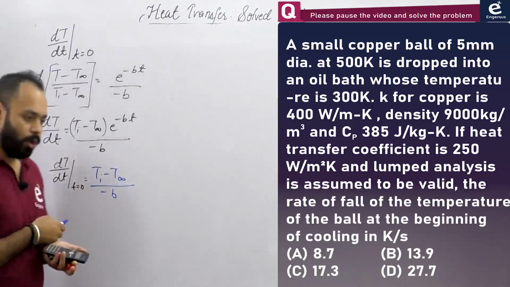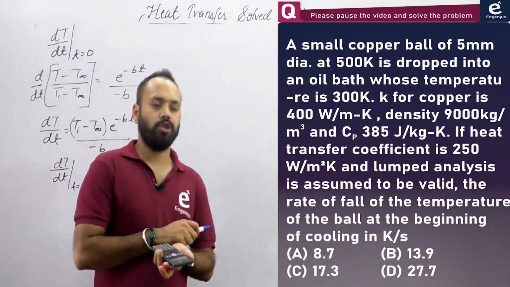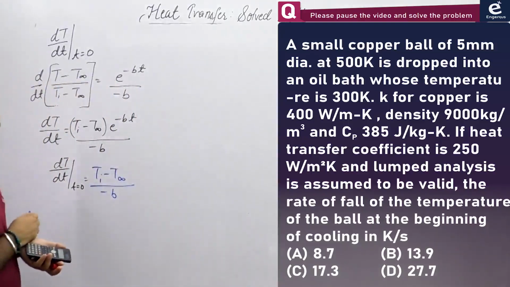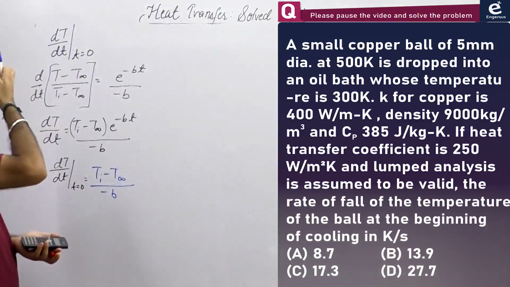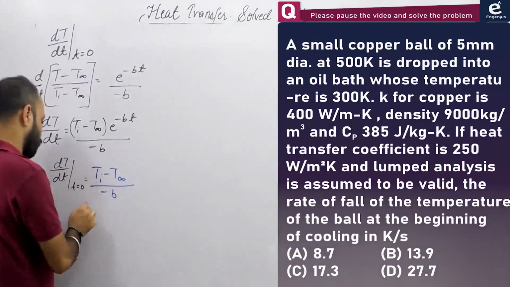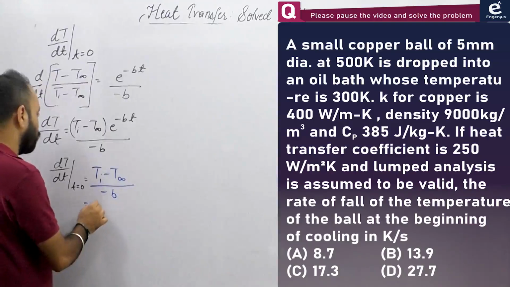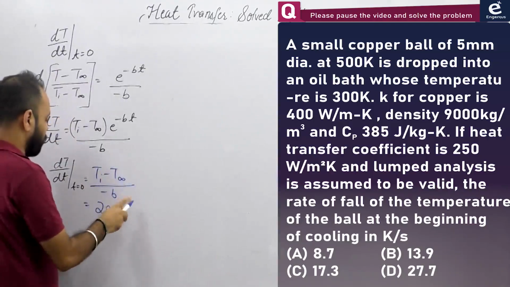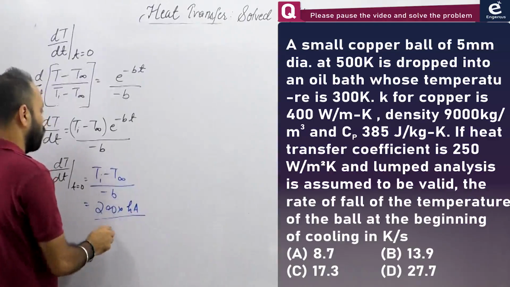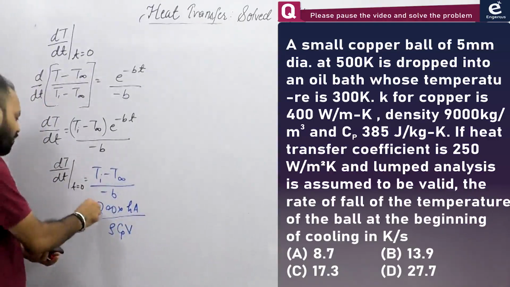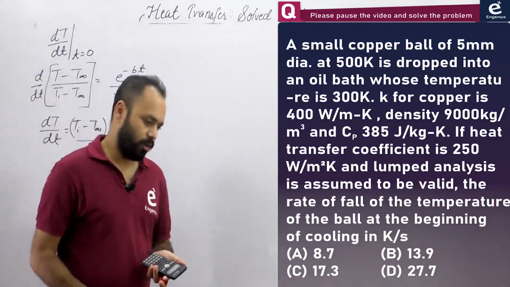Now minus b in fact, right? What was the value of b? If you remember the expression, it was, I think, rho Cp V by hA or hA by rho Cp V. The value of b was rho Cp V by h into A, I think, yeah. So this must be (Ti minus T infinity), which was 200 in this case, into hA by rho Cp V. I think that is the correct expression with a negative sign. However, we have to report a change, so all the options are taken as positive.